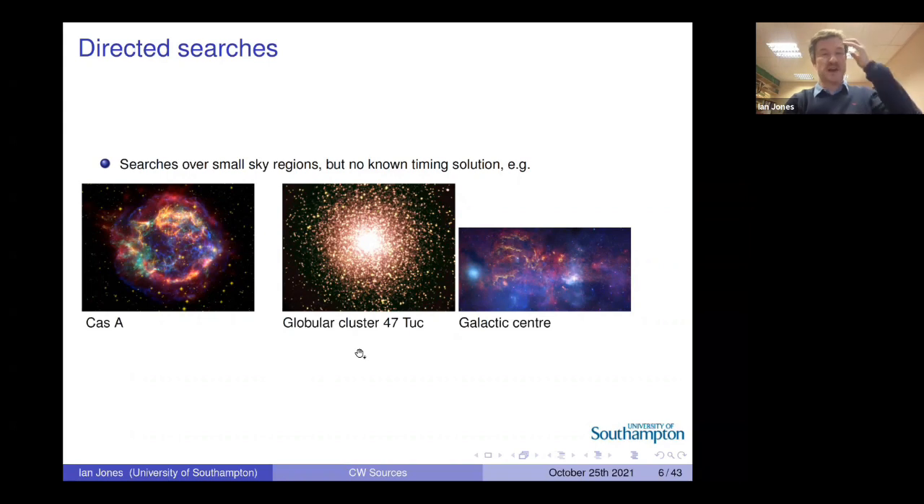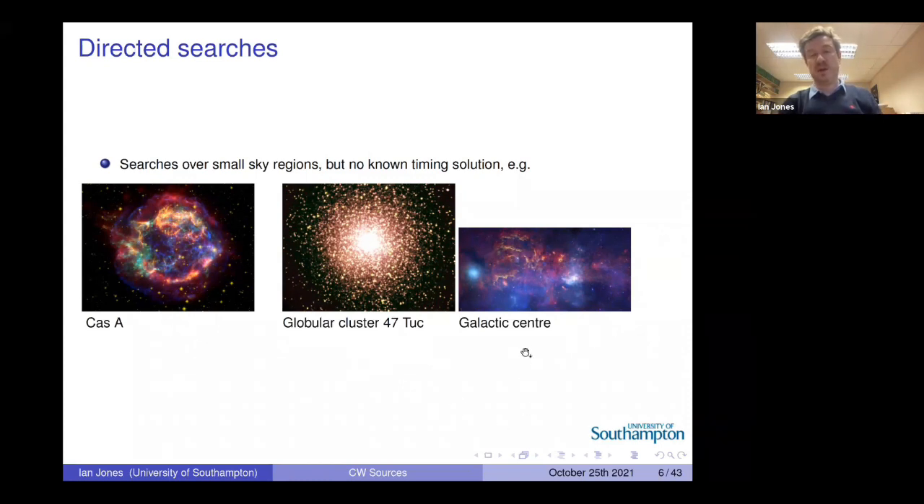Another small patch of the sky that we might be interested in is a globular cluster. So globular clusters are these large collections of stars, almost like mini galaxies that orbit around the Milky Way. They're quite good places to go looking for rapidly spinning neutron stars, because we know that there are lots of pulsars in them that we already know about, and they're quite good sites for having neutron stars in binaries where they may get spun up to high spin frequencies. And the important point here is that they're small sky patches. So you again might not have to worry about searching over multiple sky patches. One sky template would do.